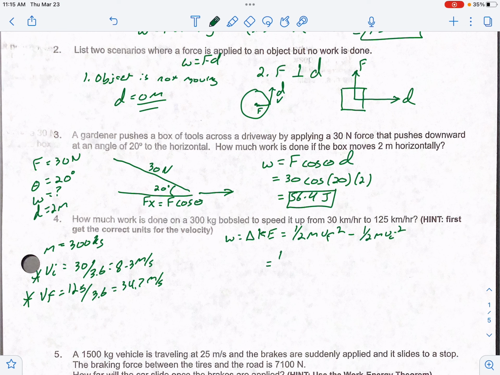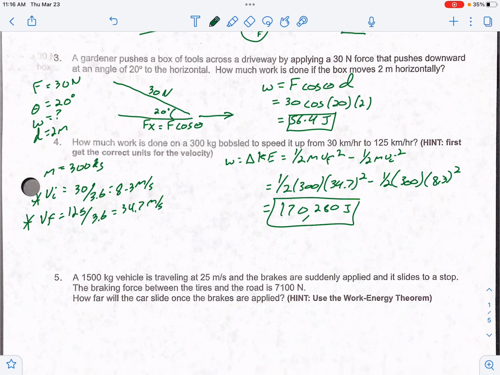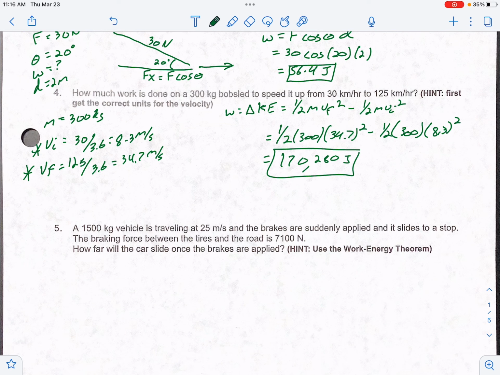So I'm going to plug in. 1/2 my mass is 300, my V final is 34.7, and that's squared, minus 1/2 my mass, which is 300, times my V initial, 8.3 squared. Now, hopefully we did our math right. We should get a value of 170,280 joules. And that's your answer.